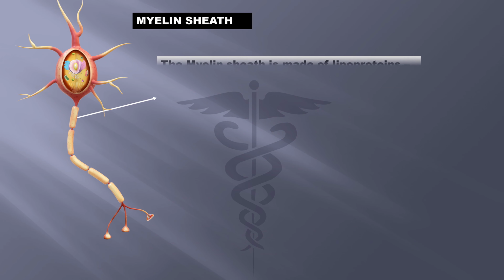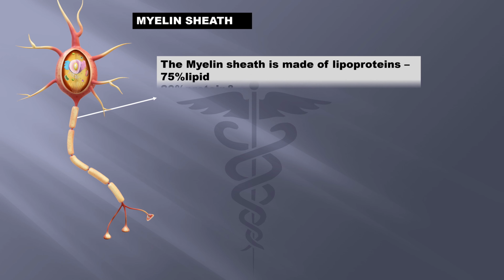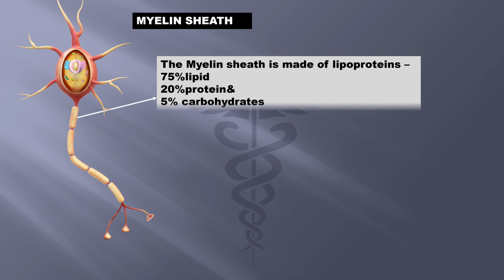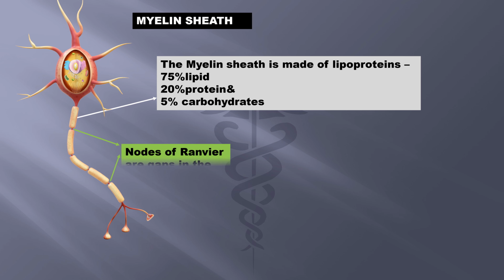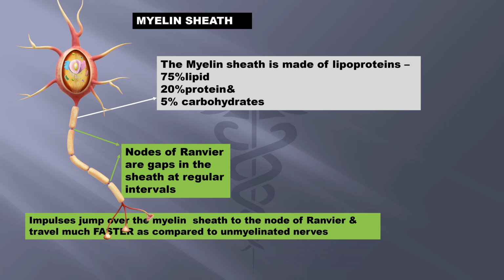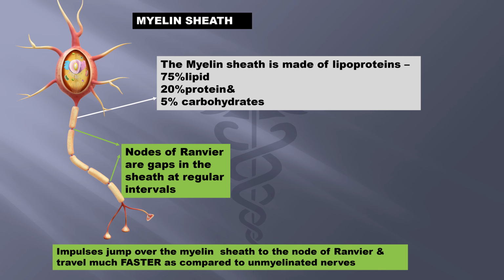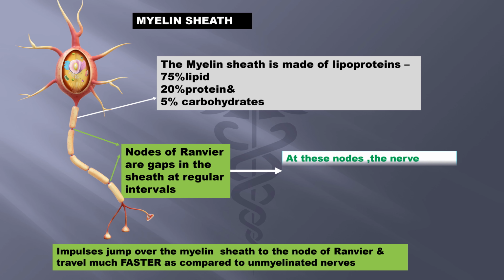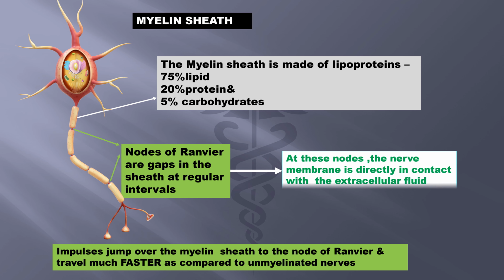This is an axon with myelin sheath. The myelin sheath is made of lipoproteins, of which 75% are lipids, 20% proteins, and 5% carbohydrates. Nodes of Ranvier are gaps in the sheath at regular intervals. Impulses jump over the myelin sheath to the nodes of Ranvier and travel much faster as compared to unmyelinated nerves. If you look at the image closely, you can see that at these nodes, the nerve membrane is directly in contact with the extracellular fluid.